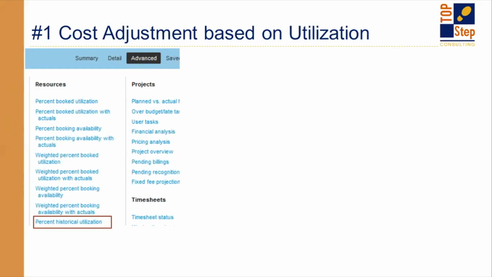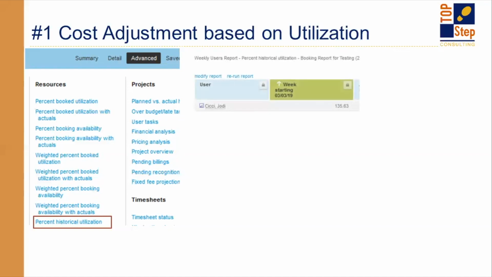So the report, everyone has this report, an advanced tab, percent historical utilization is what it is, okay? When you run it, you configure the report to give you a utilization that you would use as a baseline for adjusting the cost. When you run the report, you define the period of the report. In the example I have on the screen, I just grabbed 1 week, okay?